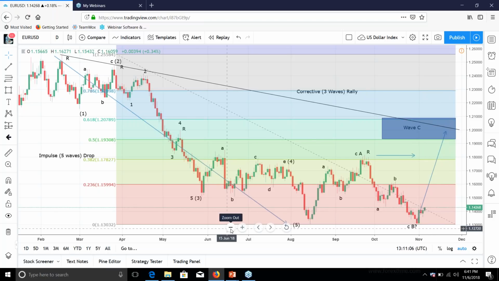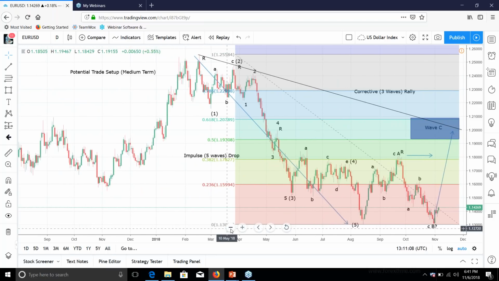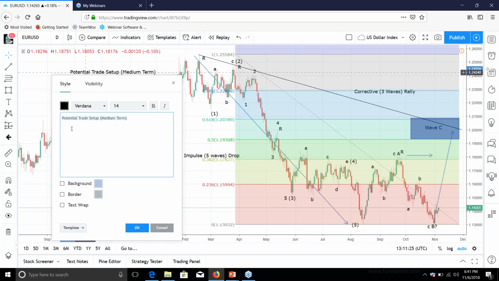All right, so I'm not saying this strategy is going to work for intraday. We will discuss in the next step what to do if you're an intraday kind of a trader, or what to do if you're even in between kind of a trader, 2 to 3 days. But if you are a medium term kind of a trader, that is a potential trade setup, which could be long around 1.14.